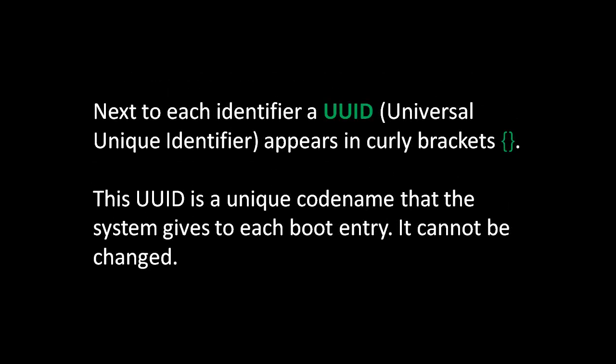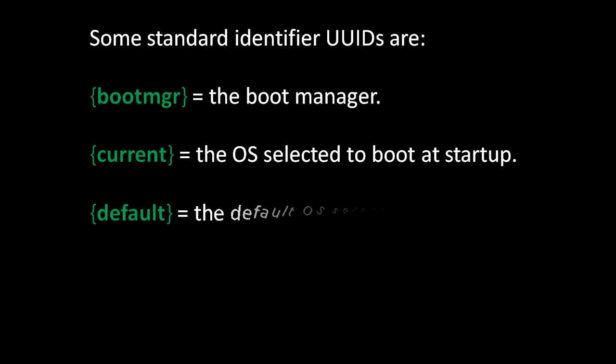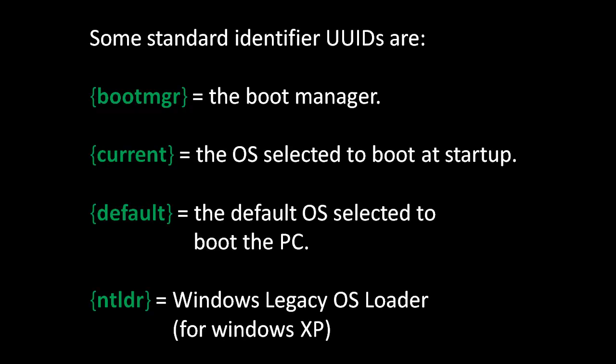Next to each identifier, a UUID, or Universal Unique Identifier, appears in curly braces or brackets. This UUID is a unique code name that the system gives to each boot entry. It cannot be changed. UUIDs for bootloader entries always appear inside of curly braces or brackets. Some standard identifier UUIDs are bootmgr, which is the boot manager, current, which is the operating system selected to boot at startup, default, which is the default operating system selected to boot the PC, and ntldr, which is for Windows legacy operating systems such as Windows XP.